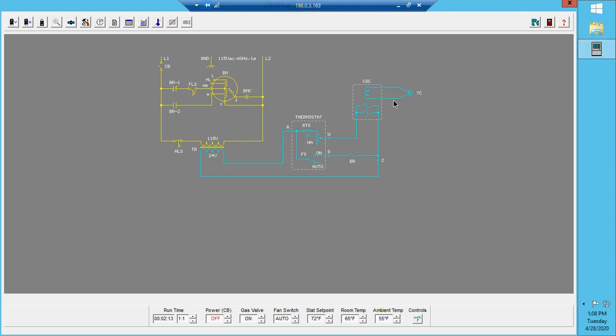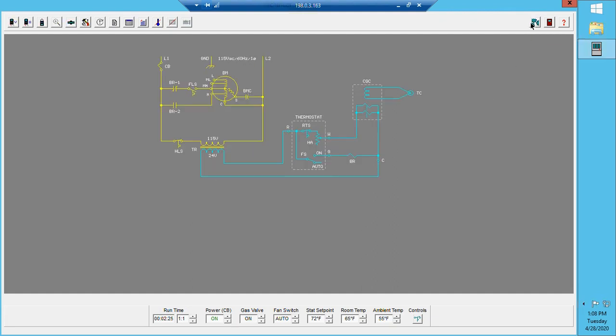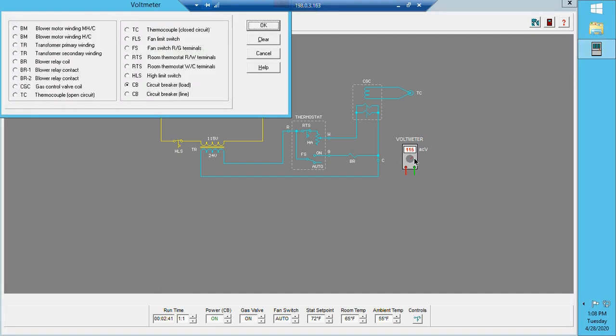So what could it possibly be? Well, let's go back and turn on our circuit breaker. Our circuit breaker is on right now. My circuit breaker is closed. So I could take my voltmeter and go across my circuit. Okay, 115 volts.